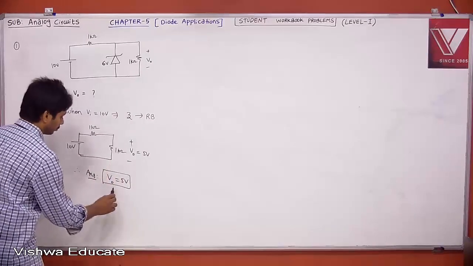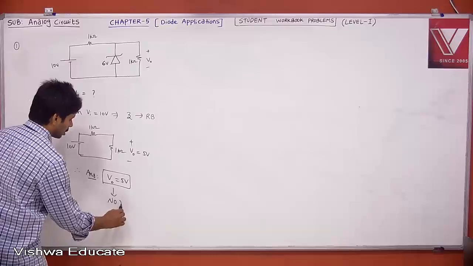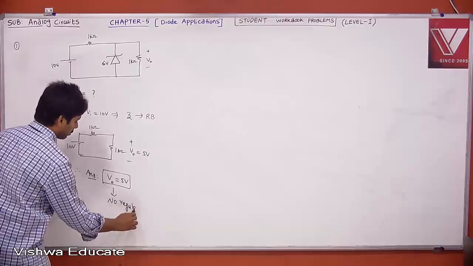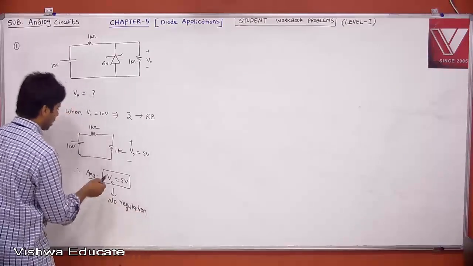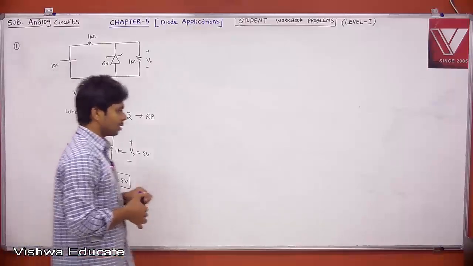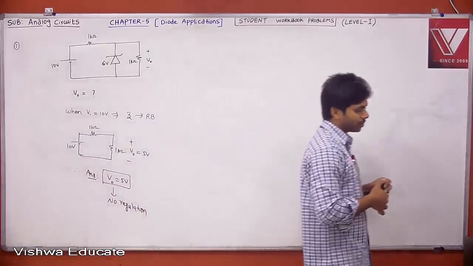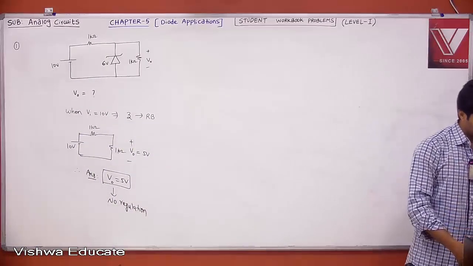No regulation. Vi changes, then V0 also changes. If you want regulation, Vi should be greater than or equal to 12 volt.